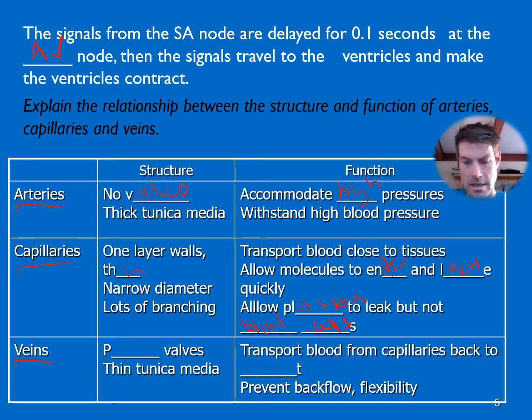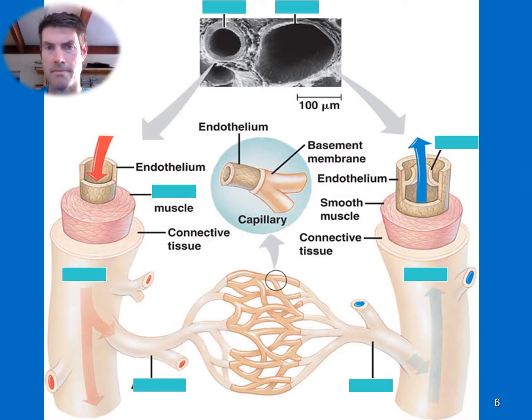And the veins, they're called pocket valves. Kind of like little cups to keep that blood from going the wrong direction, because there's low pressure. And let's see, transport blood from capillaries, prevent backflow. I can't remember what that blank is.